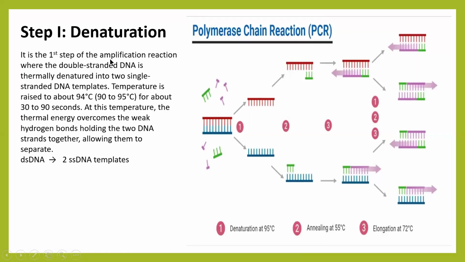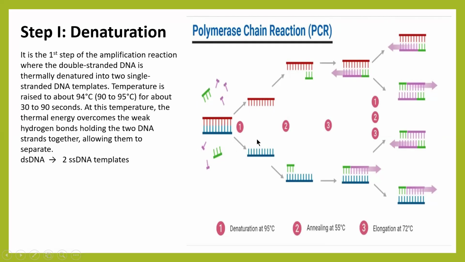First we have pre-preparation, second we have the amplification process. In the amplification process, the first step is denaturation, meaning breakdown of the double stranded hydrogen bonds. We have to break down the hydrogen bonds between the double stranded DNA. So DNA is thermally denatured into single stranded DNA templates. The temperature is about 90 to 95 degrees Celsius.